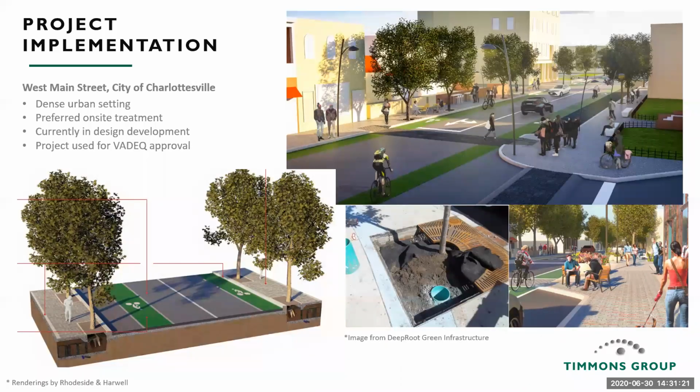This is a project, West Main Street, located in the city of Charlottesville. Again, a very dense urban setting. It's about a 1 mile reconfiguration of a roadway that connects the downtown mall with the University of Virginia. This is a project where it was recommended that we treat all of our stormwater on site. That obviously comes with challenges in urban settings with competing uses.